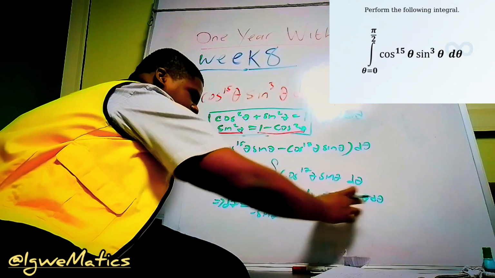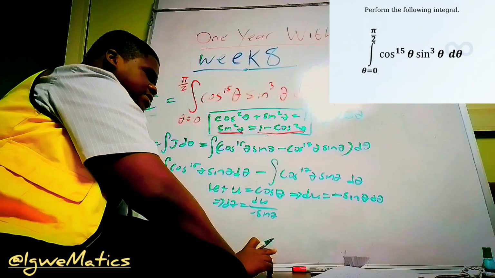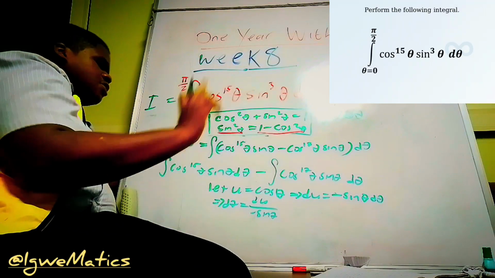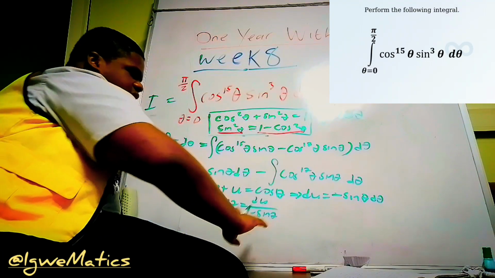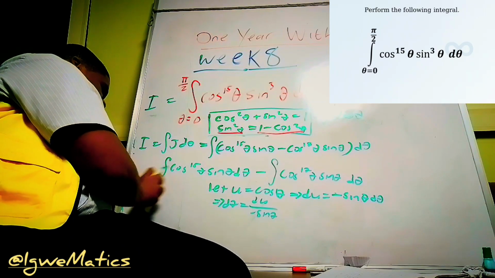Because we have theta here, we have du equal to minus sine theta d theta. Divide both sides by minus sine theta, we have d theta equal to du over minus sine theta. Just in case you are confused how we got du, let's use the simplest way that you can know.